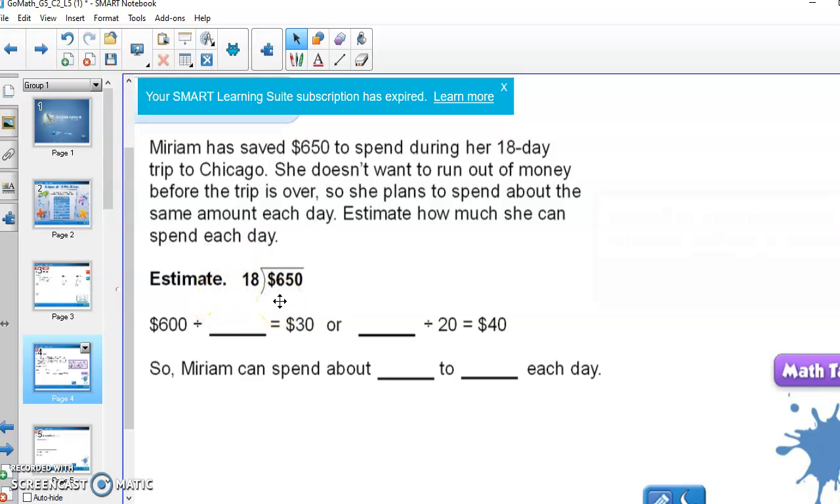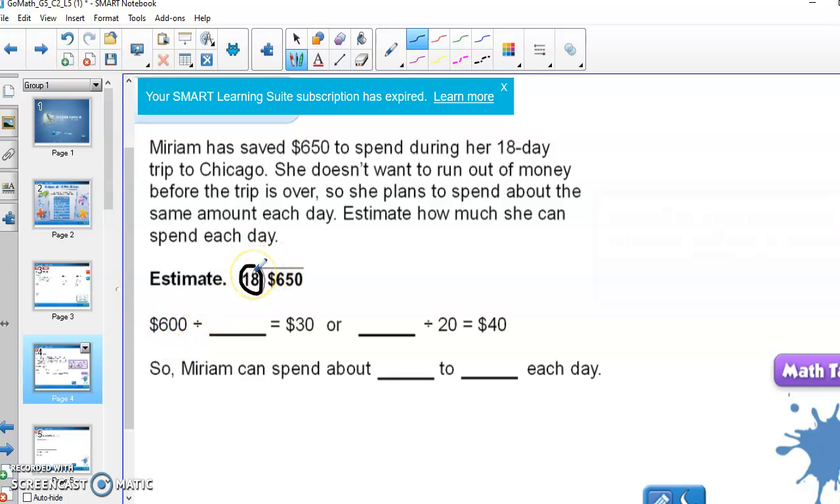So in this case, we want to round again, use rounding to come up with compatible numbers. The book has suggested that we round 650 down to 600, and that's fine, but now we need to take a look at our divisor, and we want to round 18 to a number that's divisible into 600, or if we just look at the first couple digits, 6 or 60, to make it easier on ourselves.